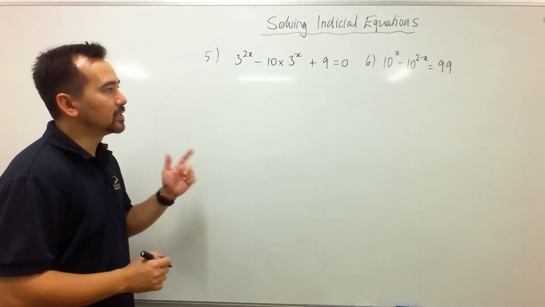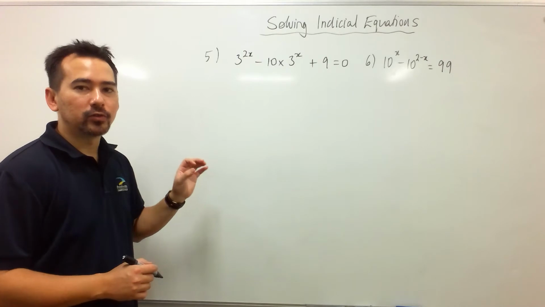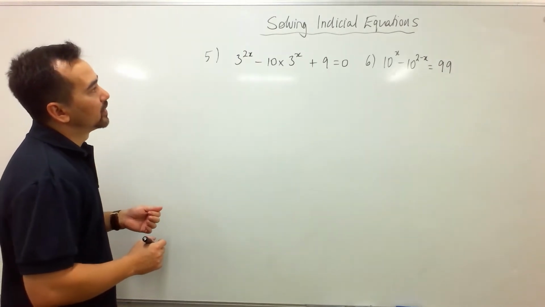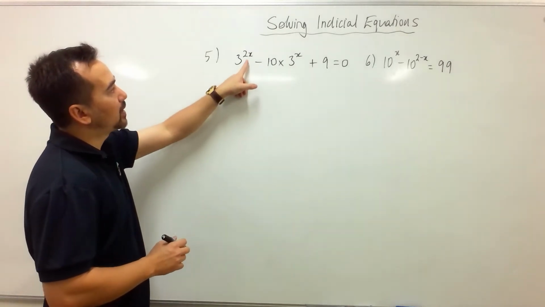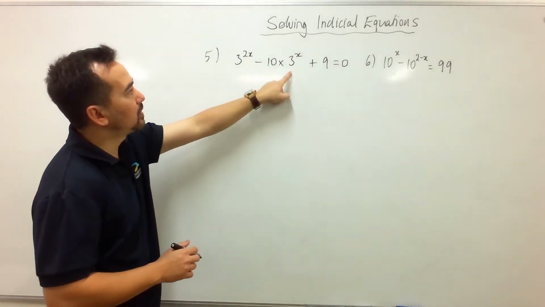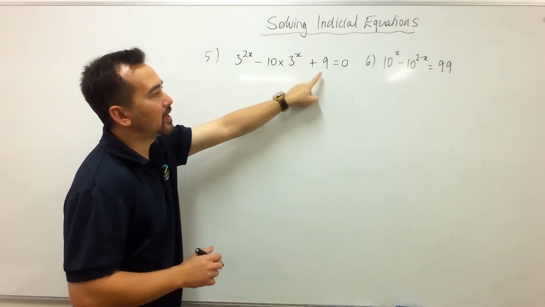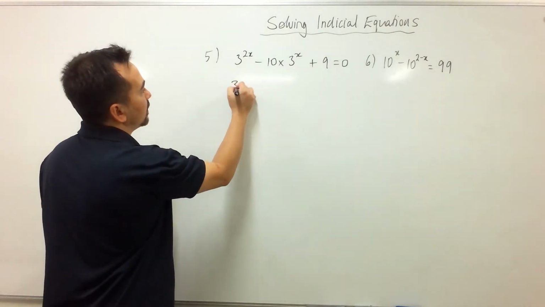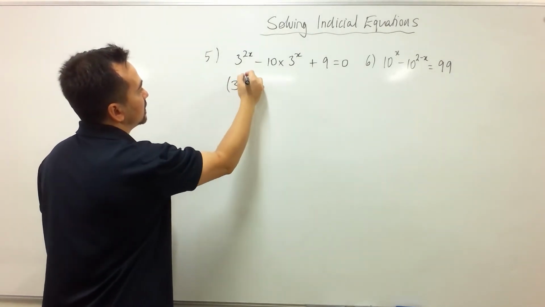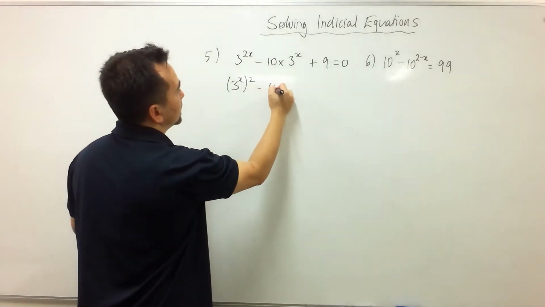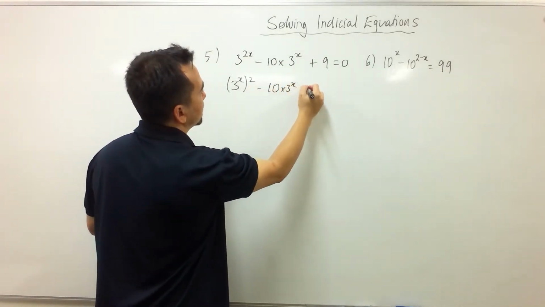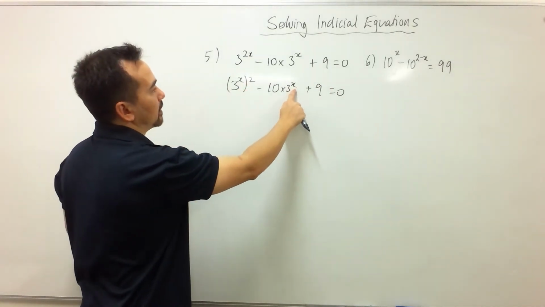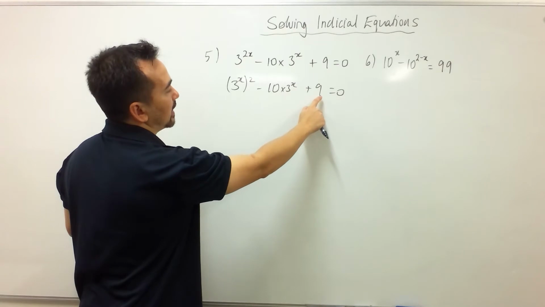Okay, let's have a go at these two questions. We're dealing with quadratics in here, and you'll find that this is a very typical question. Right, so I have 3 to the power 2x, I have 3 to the power x, and then I have a constant. Now that looks like a quadratic. If I said this is the same as 3 to the power x squared, take away 10 times 3 to the power x plus 9 is equal to 0, you can see I have a power 2, a power 1, and a constant.